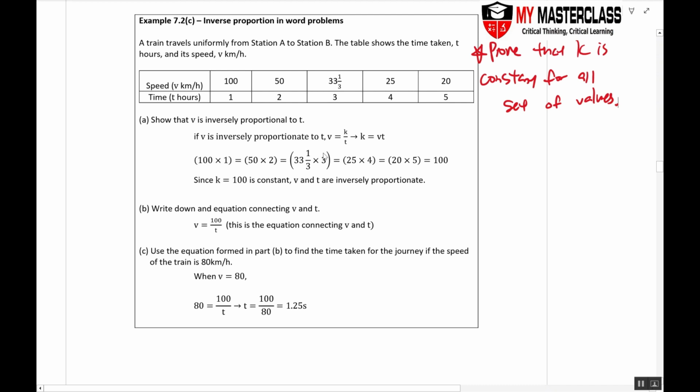So k equals VT. 100 times 1, 50 times 2, and so on. They all add up to 100. So my statement will be, since k equals 100 is constant, V and T are inversely proportional. Since this is a show question, I'll add the word show. The key point of this type of question is you need to prove that k is constant for all sets of values, which is what they have in this final statement here.